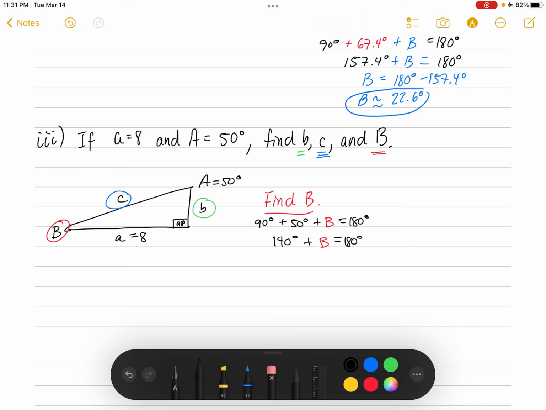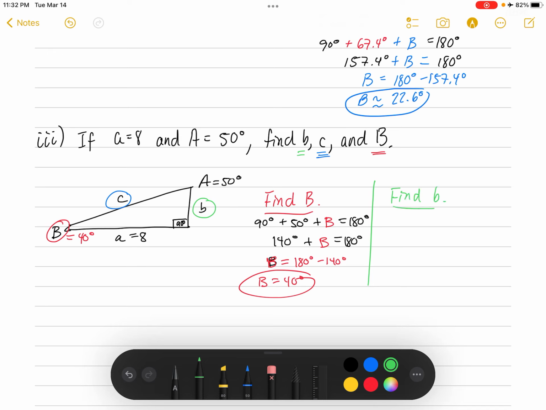And then I subtract 140 from both sides. I get B, sorry, wrong color. B is equal to 180 minus 140. So B is actually 40 degrees. That's the easiest thing to find. 40 degrees exactly. So what do we want to find next? You can find little b, you can find little c. I'm going to find little b.